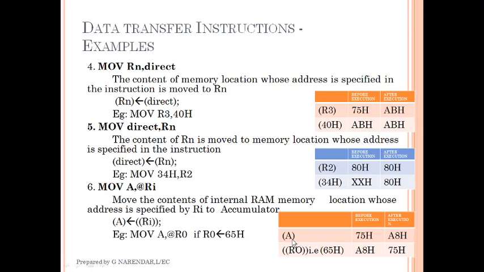In the first row, we are showing the contents of the accumulator before and after execution. In the second row, we are showing the contents of R0, that is, contents of the 65H memory location. Contents of R0 are the same as contents of 65H, because we assume R0 is 65H. So these are the contents of the memory location whose address is 65H before and after execution.